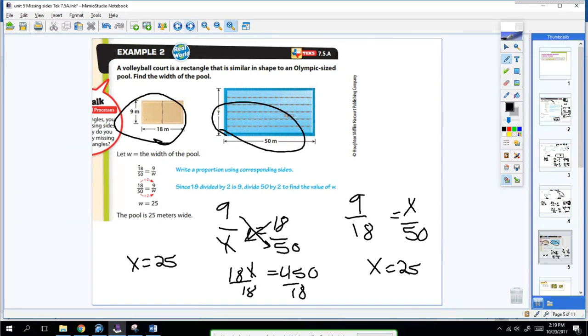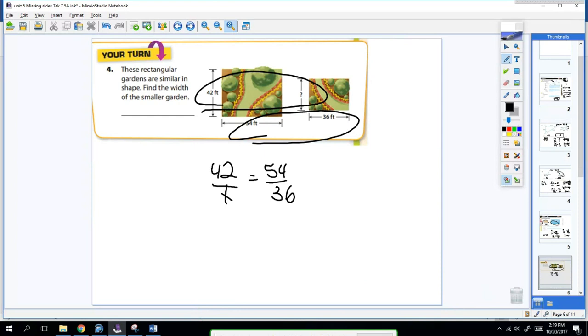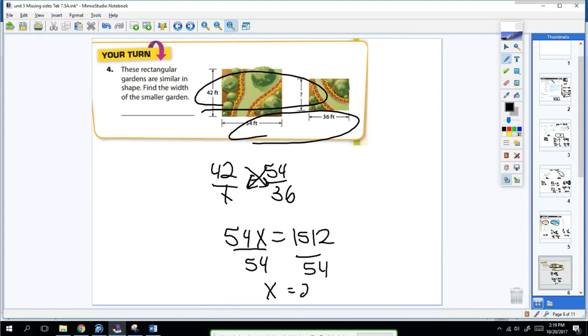Okay, let's try your turn. So the rectangular gardens are similar in the shape. Find the width of the smaller garden. So we are going to do 42 over x. We're going to make these a pair. And then we're going to do 54 over 36. Make these a pair. So then you're going to cross multiply. Well, 54 times x is just 54x. So then you're going to do 42 times 36, which is 1,512. And then you're going to divide by 54. When we divide by 54, you get 28. So my missing side is 28.